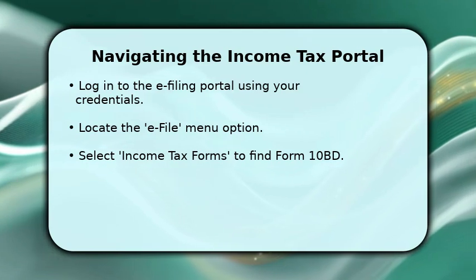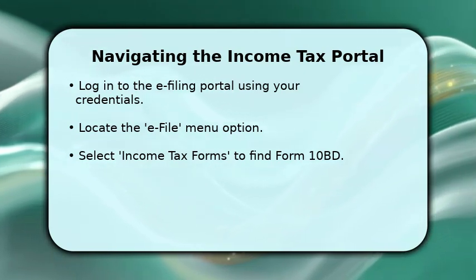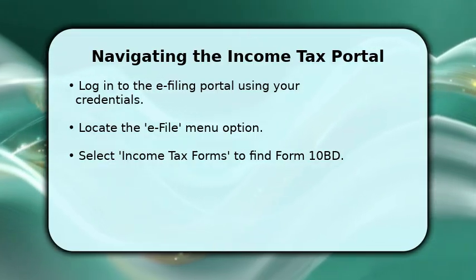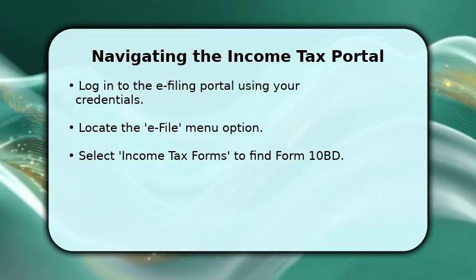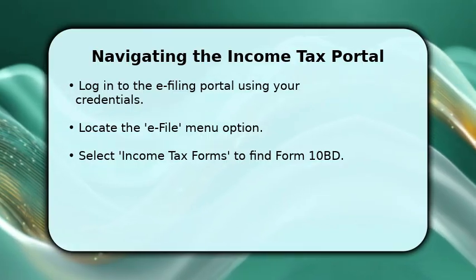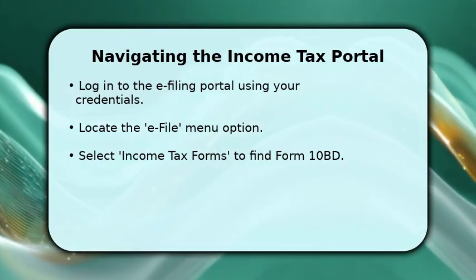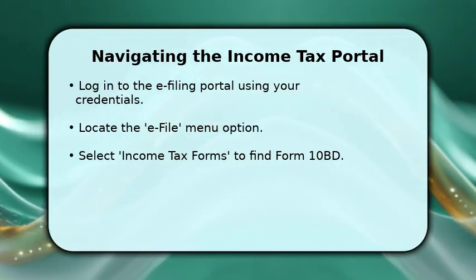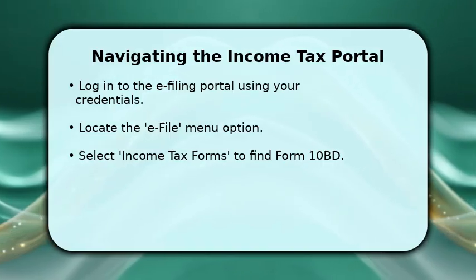First, you'll need to log in to the income tax e-filing portal using your registered user ID and password. Once logged in, navigate to the e-file section. From there, select Income Tax Forms and then choose File Income Tax Forms. You will then find Form 10BD listed under the relevant category for filing.